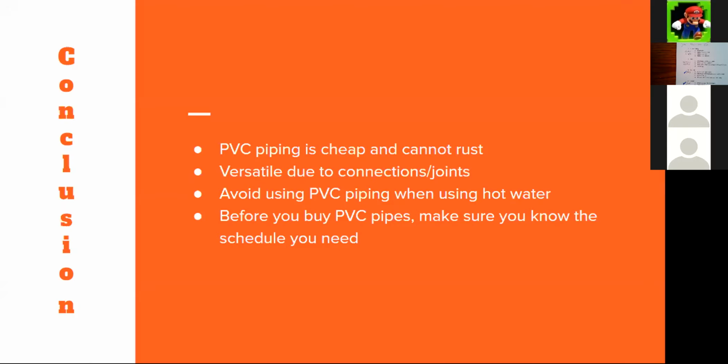So to wrap this up, PVC piping is fairly cheap and cannot rust. So those are the major two reasons why people may choose PVC piping. It is fairly versatile when you look at the connections, so it can be used in a lot of different ways through its connections. You want to avoid PVC piping when you are using hot water, or else the pipe may bend or warp. And before you buy PVC pipes, you want to know what schedule size you need, so you don't get a pipe that is maybe too thin for the outer walls.